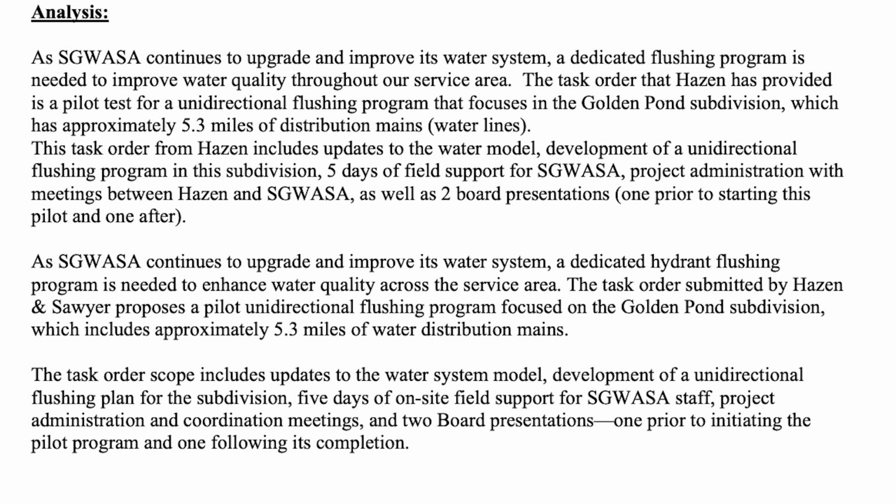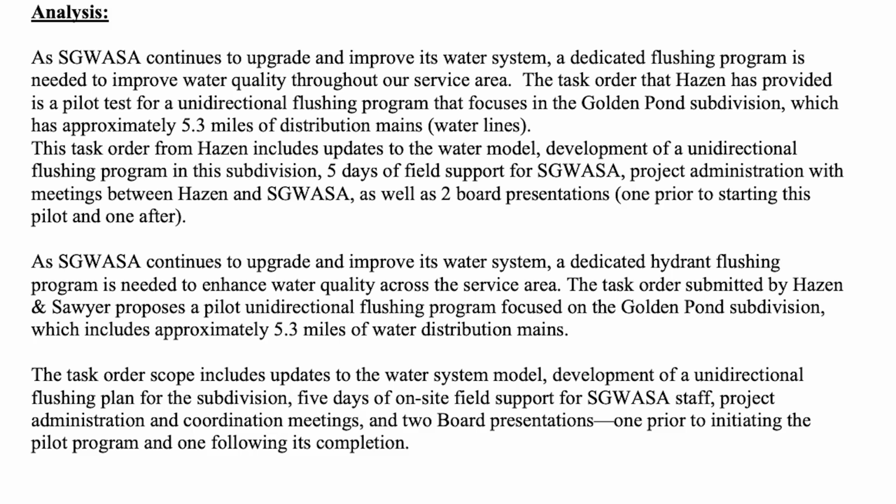Analysis. As we continue to upgrade and improve our water system, a dedicated flushing program is needed to improve water quality throughout our service area. The task order that Hazen has provided is a pilot test for unidirectional flushing that focuses on the Golden Pond subdivision. This task order from Hazen includes updates to the water model, development of a unidirectional flushing program in the subdivision, 5 days of field support from Hazen for SGWASA, project administration with meetings between Hazen and Sawyer and SGWASA, as well as 2 board presentations, one prior to starting the pilot and one after.